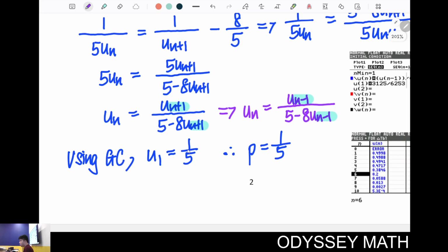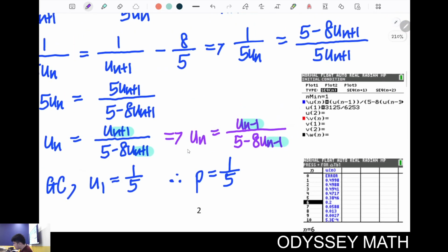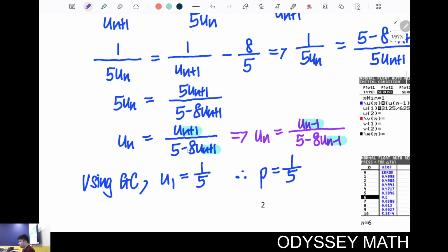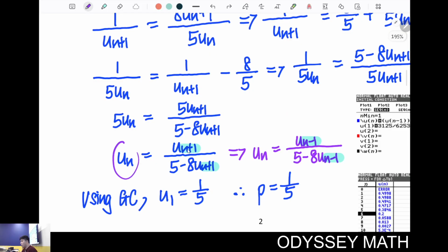But hey, there's a problem. If you try to key this in your GC, you will notice that the GC always gives the term after on the left and the term before on the right. Agree or not? So what you must do is, instead of writing un plus 1 over here, you write it as un minus 1. What we are doing here is, first you make un the subject for such a question, so that your un over here is the term before, the output, taking the input, the term after.